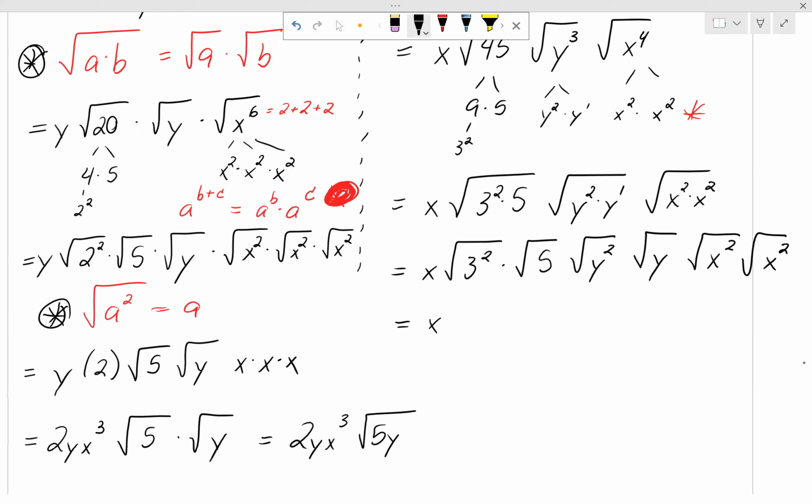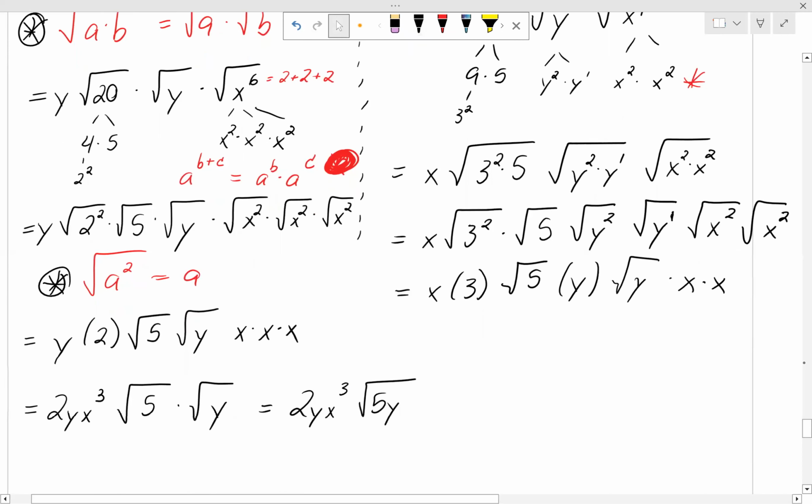So we have x times 3. This square root of 5, the 5 isn't squared, so I have to keep it in the square root. Y squared, the square root of y squared is y. This square root of y to the 1 isn't squared, so I have to keep it the same. So it's just the square root of y. And then these square root of x squareds are just going to be times x times x.